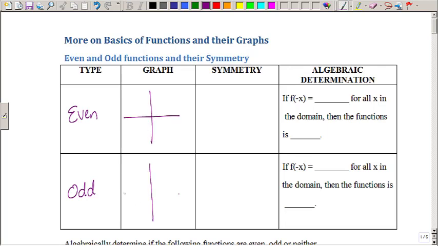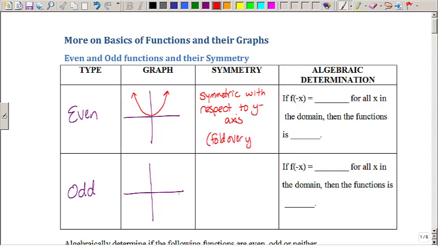This is not the only even function and the only odd function, but even functions could possibly look something a little bit like this. Notice that with the even function we have symmetry, and it's symmetric with respect to the y-axis. Another way of thinking about that is that you could fold over the y-axis. The two sides would be kissing or touching.